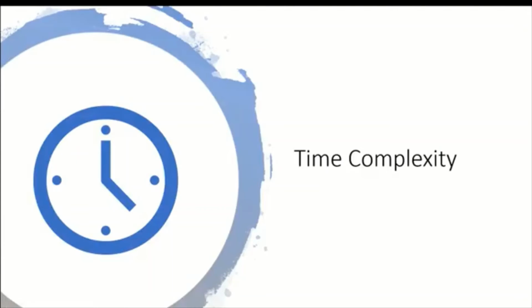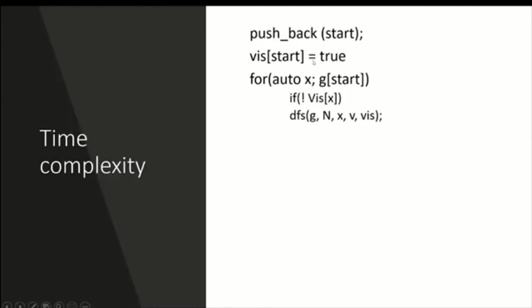So first, we will find the time complexity. I will use this algorithm to find it. From this command, I can get pushback, which I will assume as C for cost. Then visited start equal to true is also C. For looping, I will assume it as Ni.